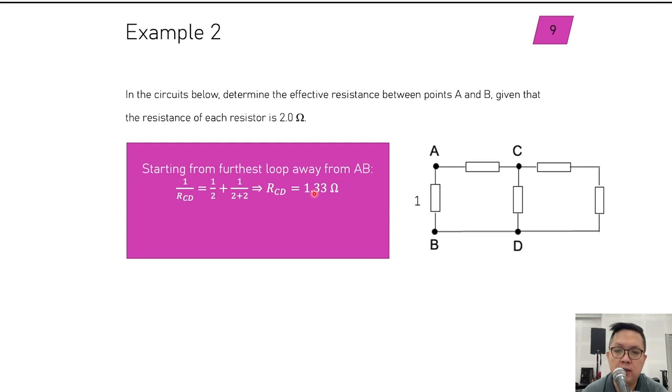Then once you've done that, you can combine this resistance with this one in series before combining these two in parallel with this. That's the next step. So 1 over R_2 is this one over here, and this one is 2 plus 1.33, because this one here is 1.33, this is 2. Add them in series first, you get 3.33. Then inverse it, and you get this one.